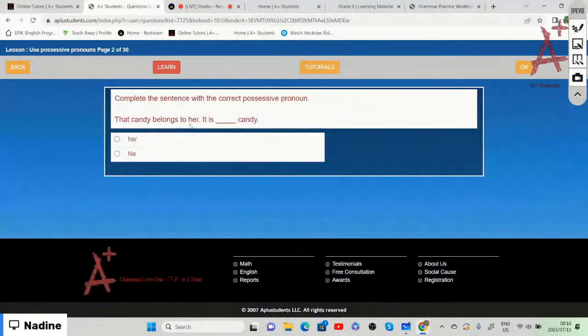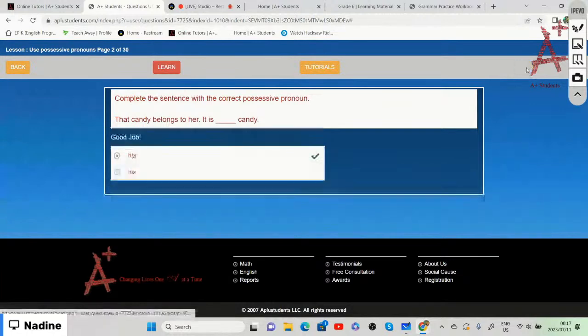That candy belongs to her. So if the candy belongs to her, is it her candy, or is it his candy? Well done. So that candy belongs to her. It is her candy, or it is his. Well, that's the one that says her. So it is her candy.